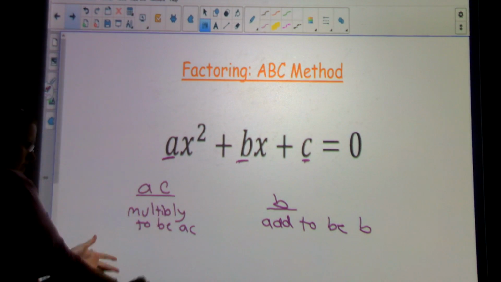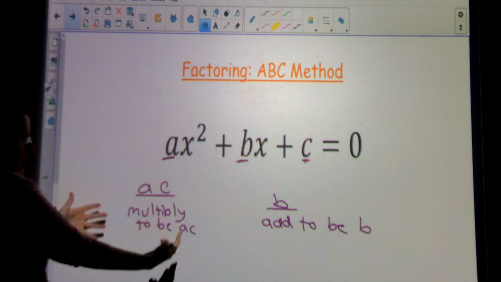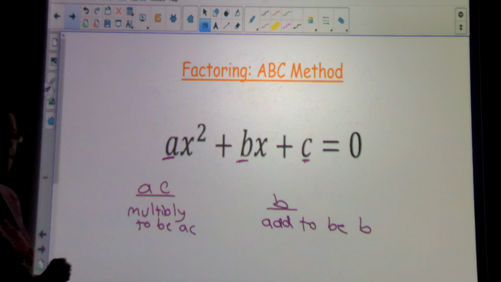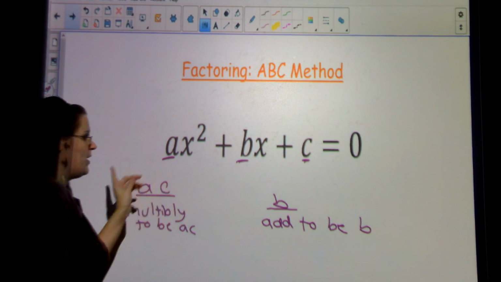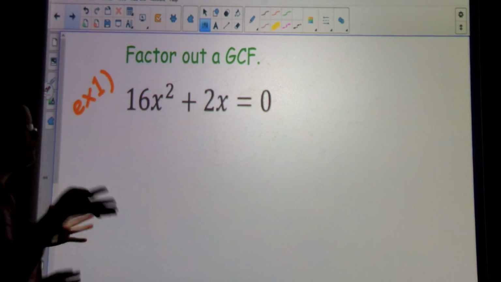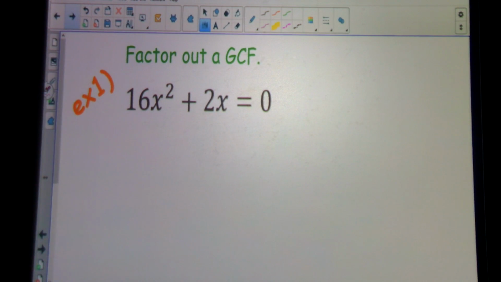So you're going to make a list of numbers here that multiply to be 12. Then you're going to pick the one pair that also adds to be B. There's only ever going to be one solution there that will multiply to be AC and add to be B. This is why we call it the ABC method, because we're using all three of them, A, B, C. So let me just jump in. The first couple might be a little weird to you, so just stick with me.